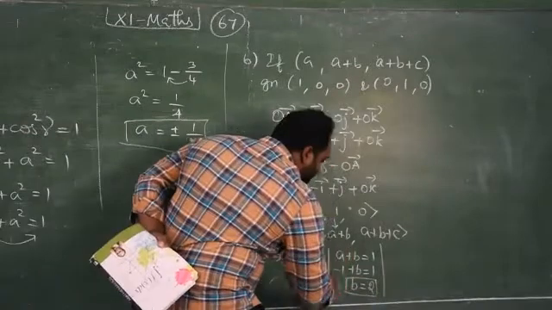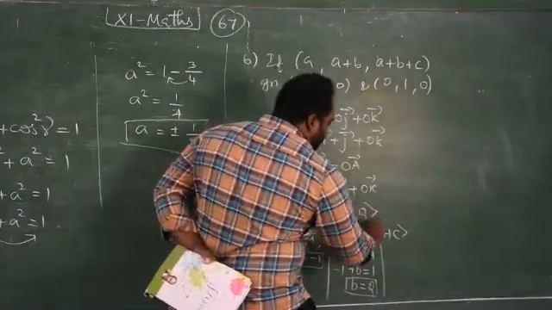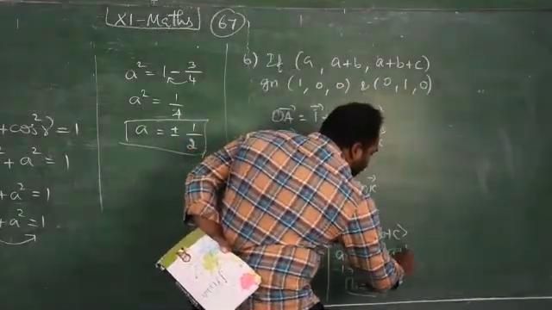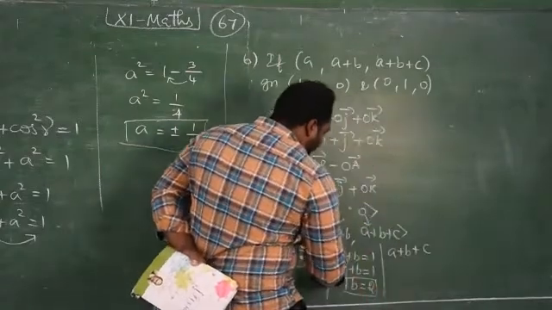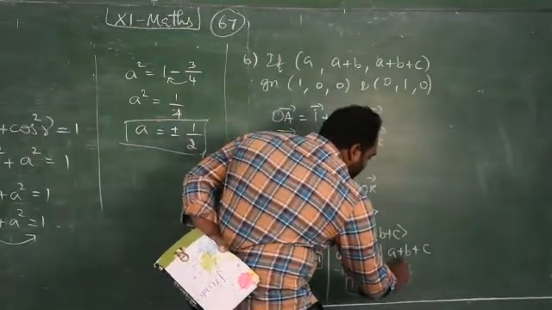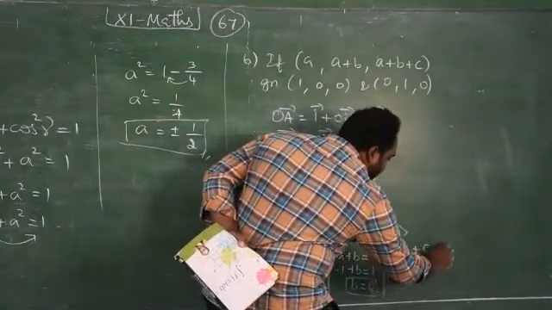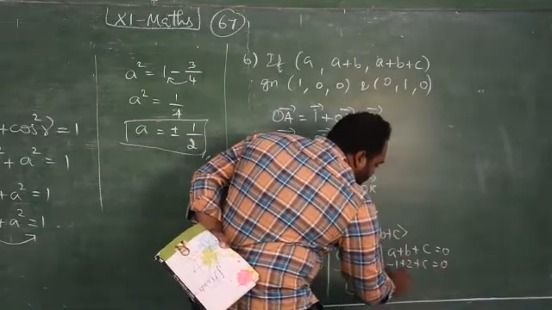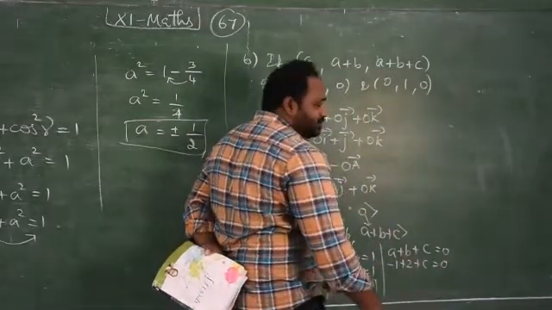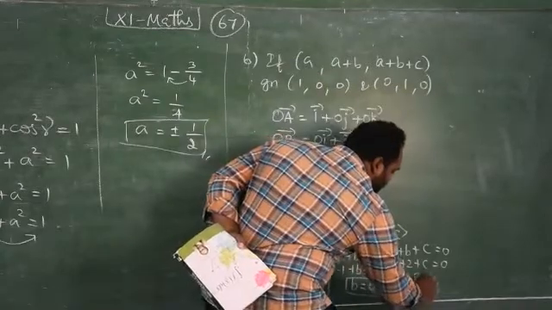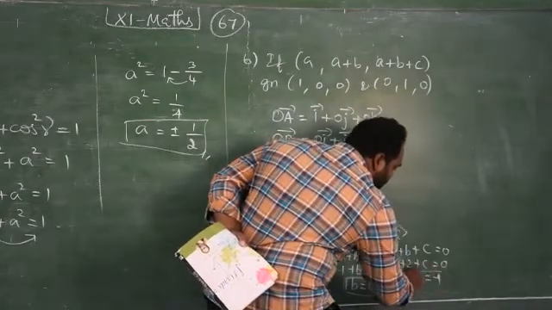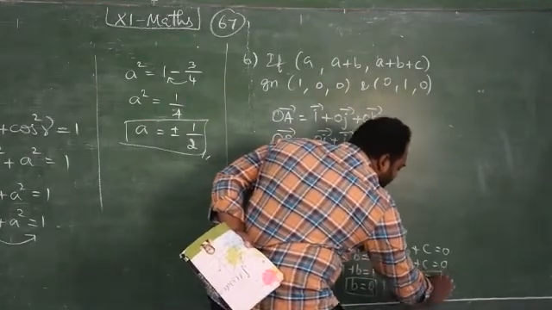Next, the third comparison, a plus b plus c. Here we know the values of a and b: minus 1 plus 2 plus c equals 0. So this is minus 1 plus 2, which is plus 1. So c is equal to, if you bring this to the other side, minus 1. This is one set of answers.